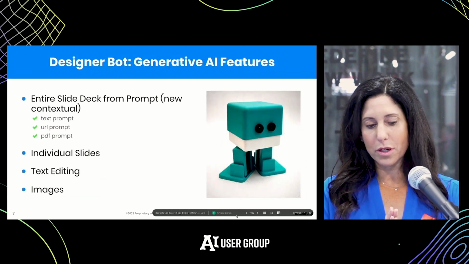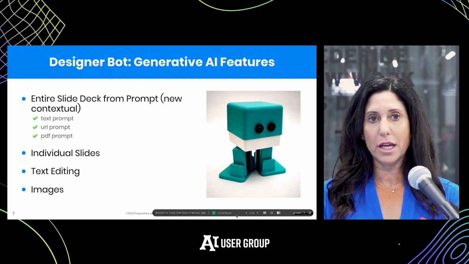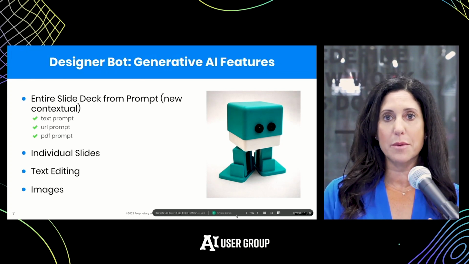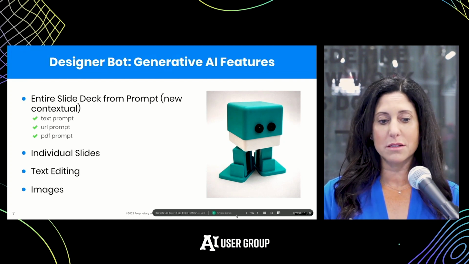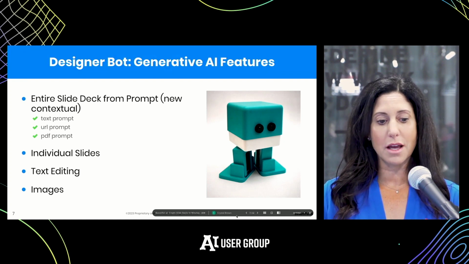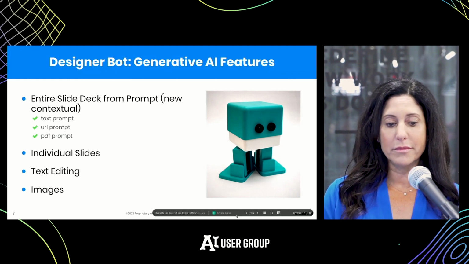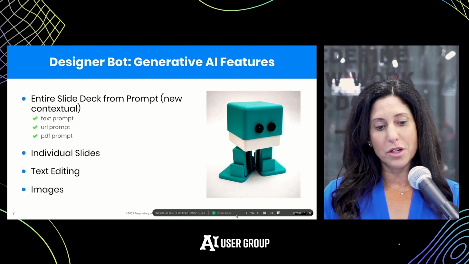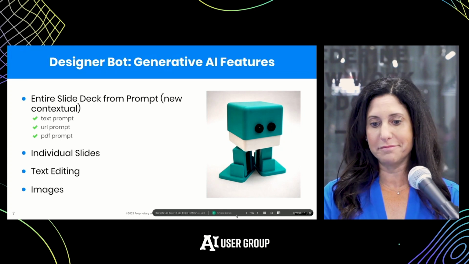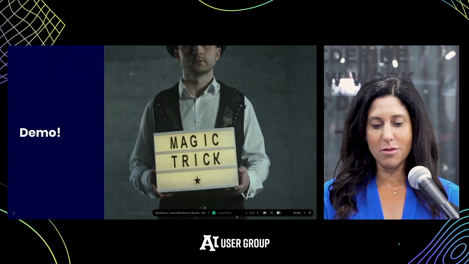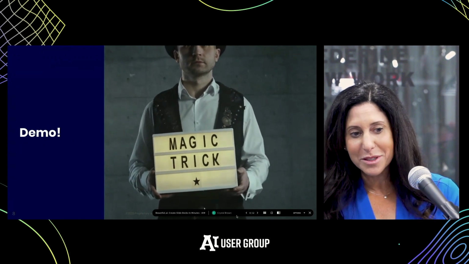So I'm going to go over a couple things. I'm going to go over an entire deck that you can create from a prompt, and there are 3 different types of prompts, and you can also combine some of them. So there would be text to slides, URL to slides, or a PDF, so you can upload a document. We're going to go over some individual slide creation, editing the text within the slide, and then images. So now, this is going to be a magic trick if I do this smoothly, to be honest.